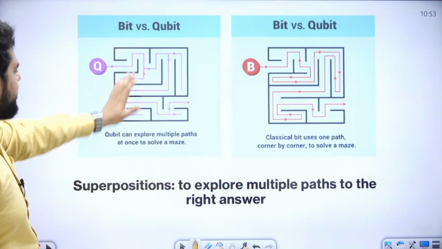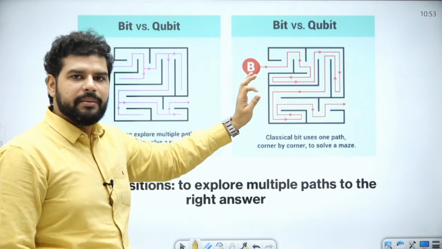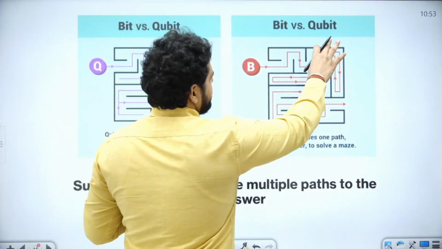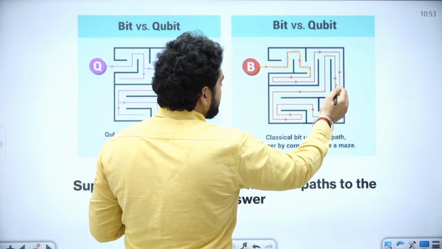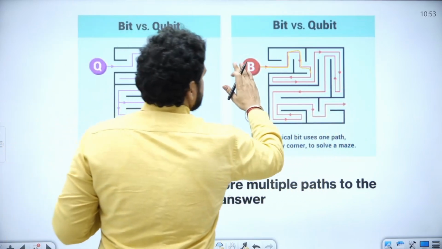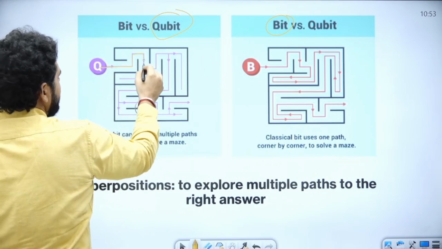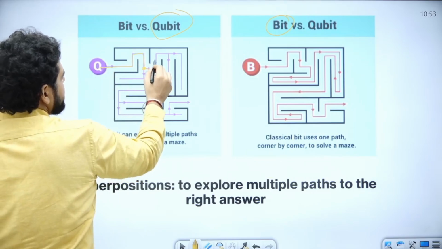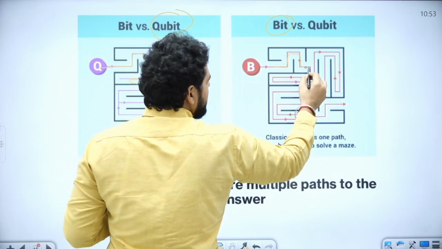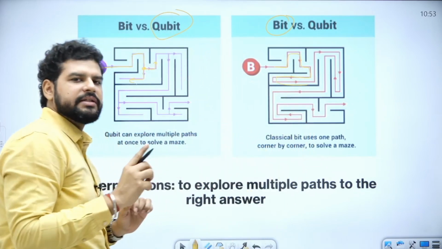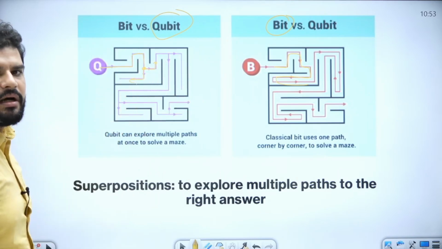So, bit versus qubit, and there are two diagrams. What do they say? See, superposition helps in exploring multiple paths at once. This is bit and this is qubit. In a qubit, wherever it goes and encounters a problem, it will distribute itself, one here and one there. But a bit will go to one path only because it exists in only one state. But a qubit can go to multiple paths, right? So I hope with this you can understand the functioning, how they're different.